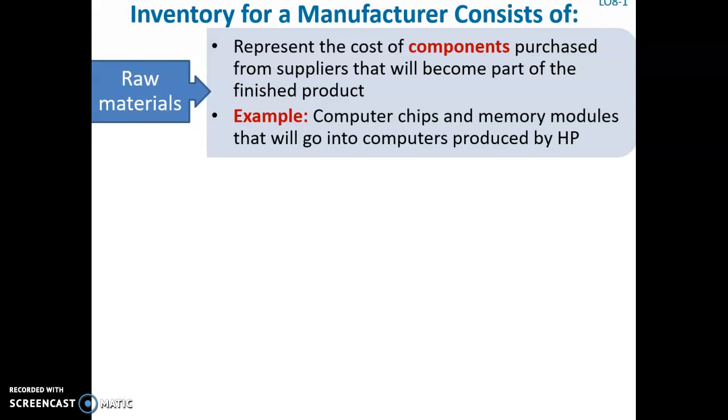Raw materials represent the cost of components purchased from suppliers that will become part of the finished product. For example, Hewlett-Packard's raw material inventory includes semiconductors, circuit boards, plastic, and glass that go into the production of personal computers.